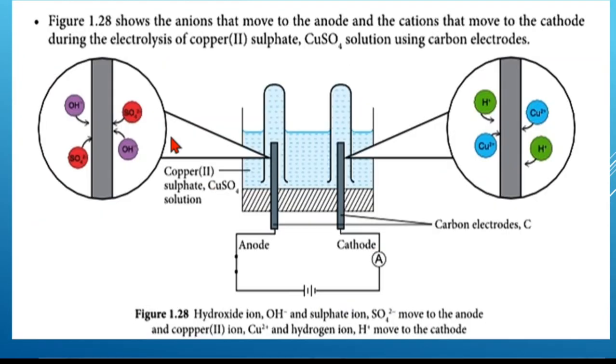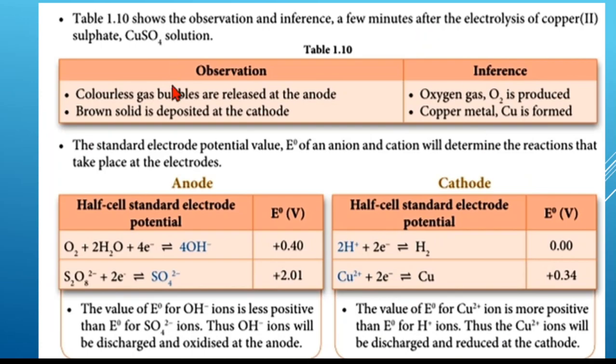So, kita pilihlah di anode, siapa yang kita mau discharge? Itu OH- kah ataupun itu SO4 2-. Di cathode pula, siapa yang kita mau discharge? The H+ kah ataupun the Cu2+. So, itu yang kamu kena pilih. Alright? So, a few minutes after the electrolysis of the copper sulfate solution, okay, kalau dia bilang solution, meaning aqueous itu. Kita sudah tambah air. Kalau dia sebut molten, maksudnya kita guna molten punya cara electrolysis. Okay.